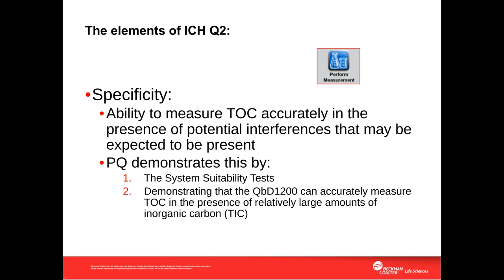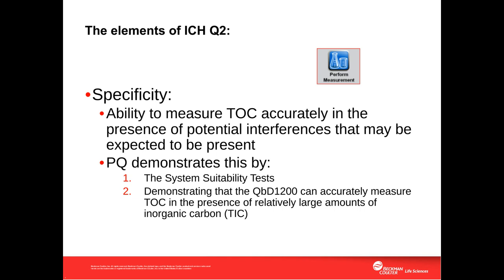Now, the specificity test listed in ICH Q2 demonstrates that the TOC analyzer can measure and report TOC accurately, both over the range of expected TOC substances to be found in typical pharmaceutical waters, and also in the presence of potentially interfering substances that may be in the sample. Compliance with the first part is demonstrated by carrying out the system suitability test to ensure that the TOC analyzer can successfully analyze the full range of organic materials expected to be present in pharmaceutical grade waters.